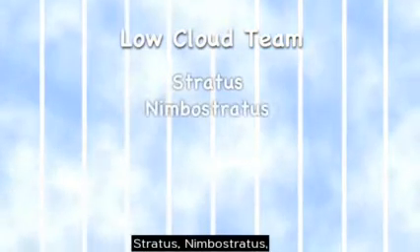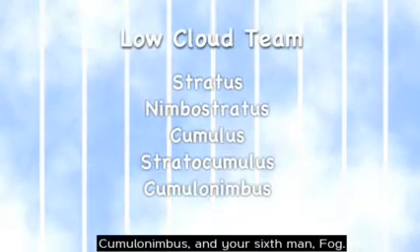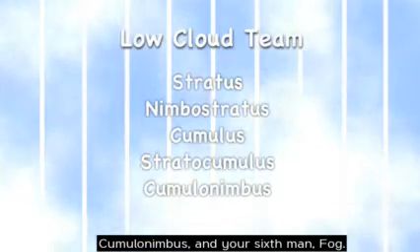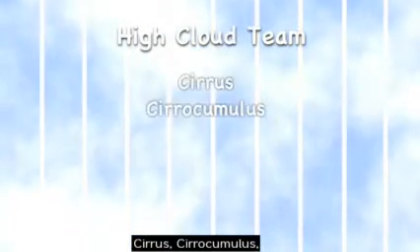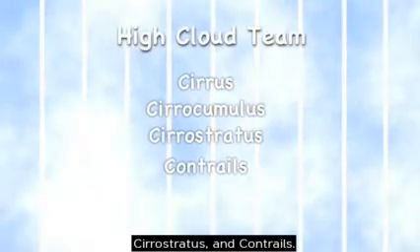Stratus, Nimbostratus, Cumulus, Stratocumulus, Cumulonimbus, and your sixth man, Fog. And now for your mid-level team, Altocumulus and Altostratus. And the high-level players are Cirrus, Cirrocumulus, Cirrostratus, and Contrail.